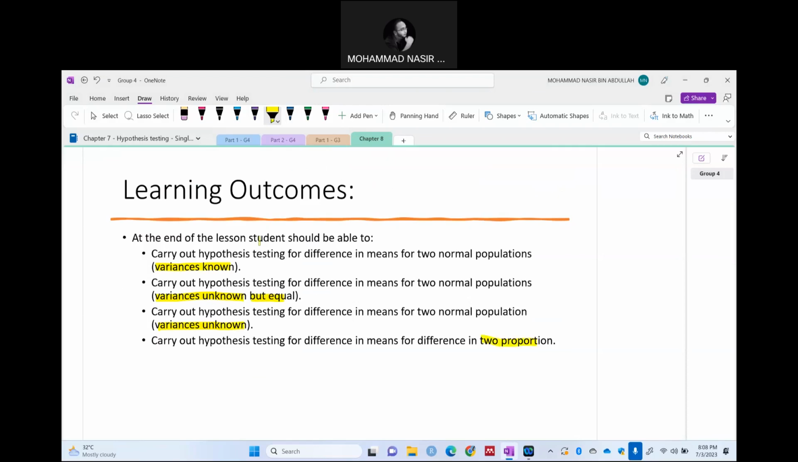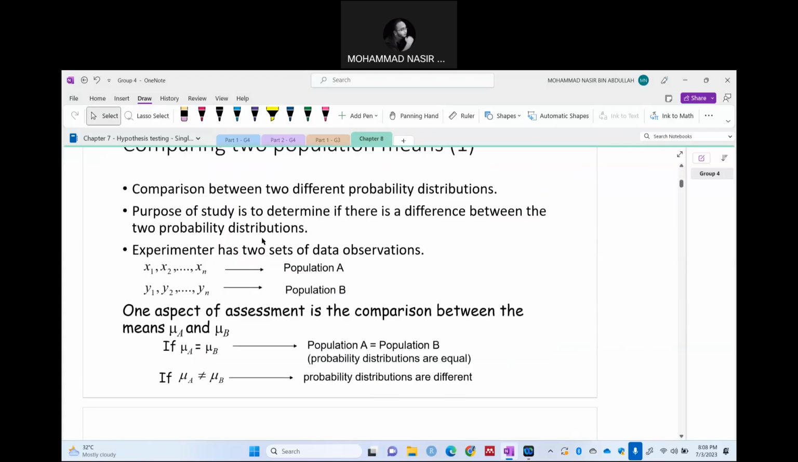Right. So it's the same concept as chapter number 7, but in this case, two populations. So comparing two population means. Comparison between two different probability distributions means that we have two groups, two populations. We want to know whether these populations have equal mean or different mean. Or in terms of proportion, we want to know whether these two populations have equal proportion or unequal proportion.